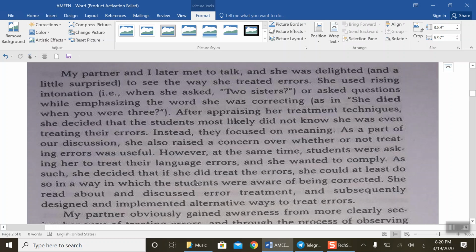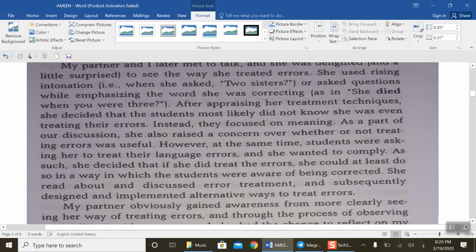As such, she decided that if she did treat the errors, she could at least do so in a way in which students were aware of being corrected. Then he said, I have to find a way so that the students notice, so that students know that I am correcting their errors. What I am doing now is not good. The students do not notice my correction. So Mr. Ali decided to use a way that makes the students aware of the teacher's correction. And then she read about and discussed error treatment.